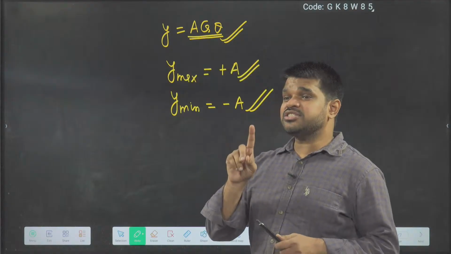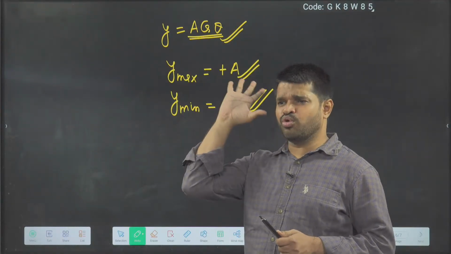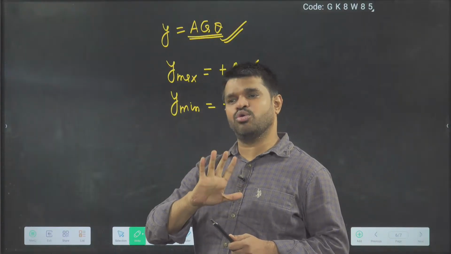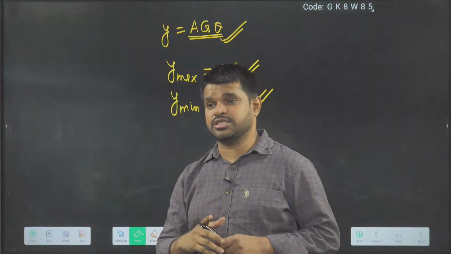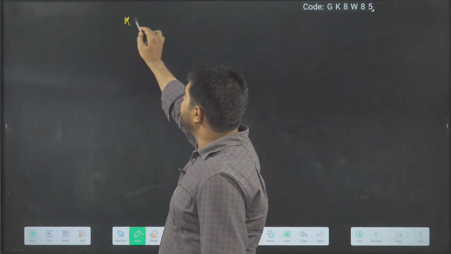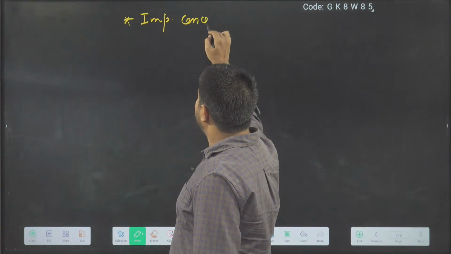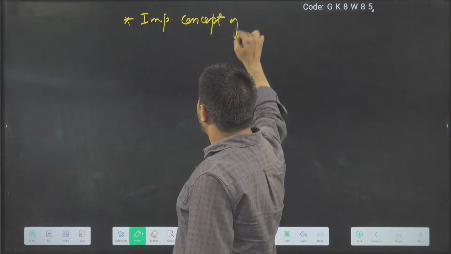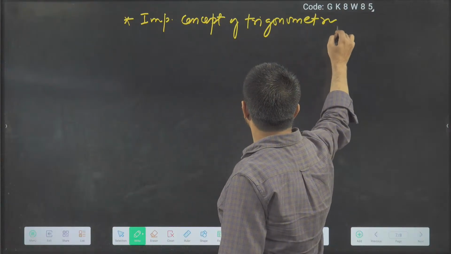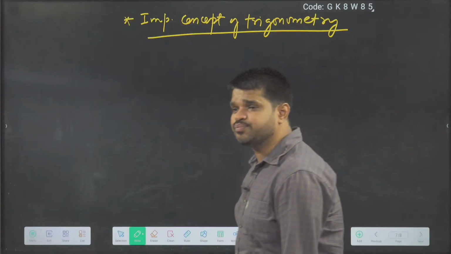Now, the next thing that we are discussing, I will give you the direct result for it. There is a proof for it. If we get enough time, we will do the proof in the next lecture. But I will tell you the direct result. So write: important concept of trigonometry. Very important concept. It will be used somewhere.